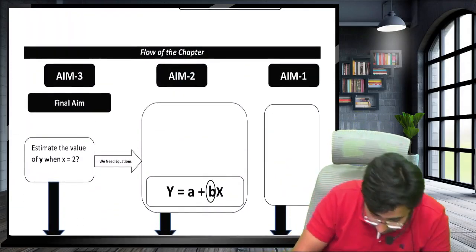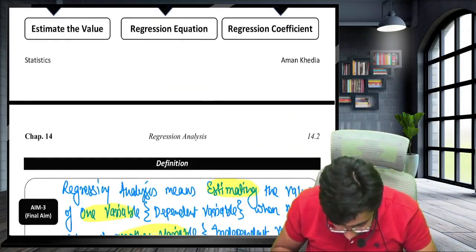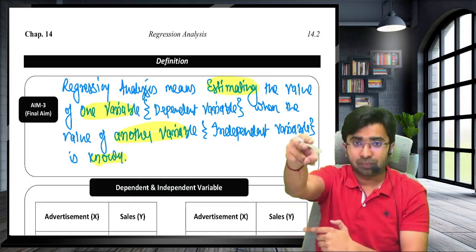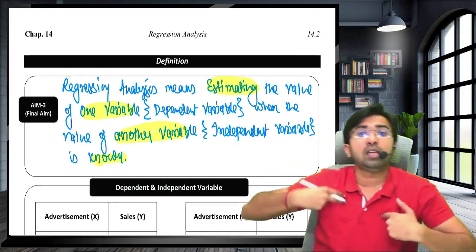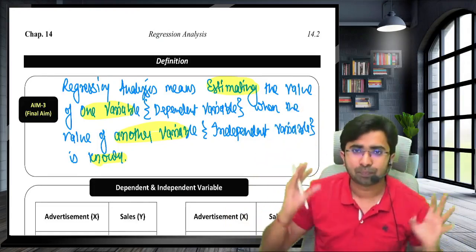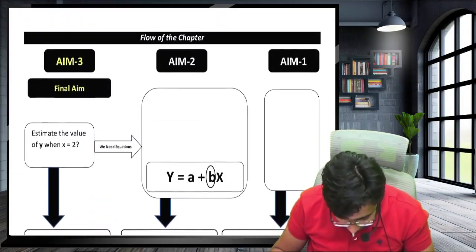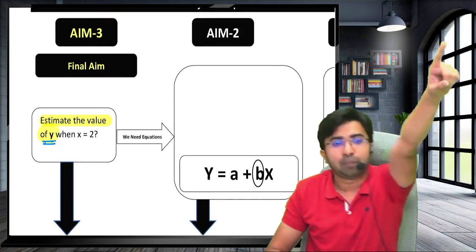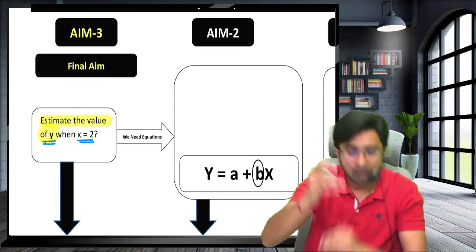Guys, my aim number 3, my final aim in this chapter, is the definition of this chapter. The definition says regression means estimating. Estimating means calculating the value of one variable when the value of another variable is already known to me. This is my final aim, aim number 3: to estimate the value of one variable when I already know the value of another variable. For example, if I ask you to estimate the value of y when the value of x is 2. Are you able to understand my aim? What is my final aim?